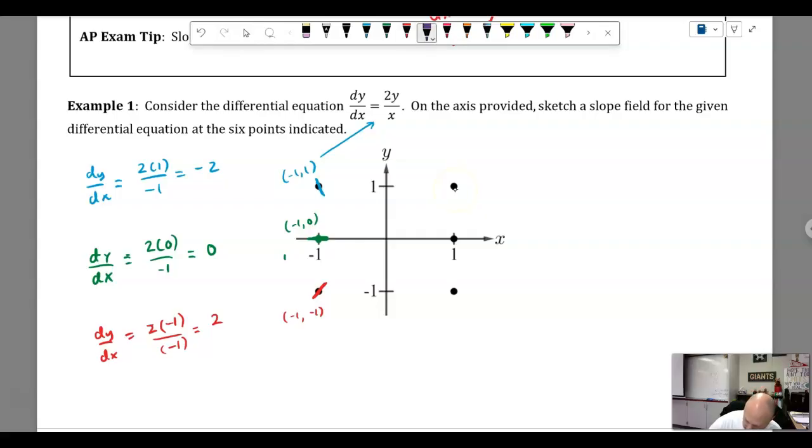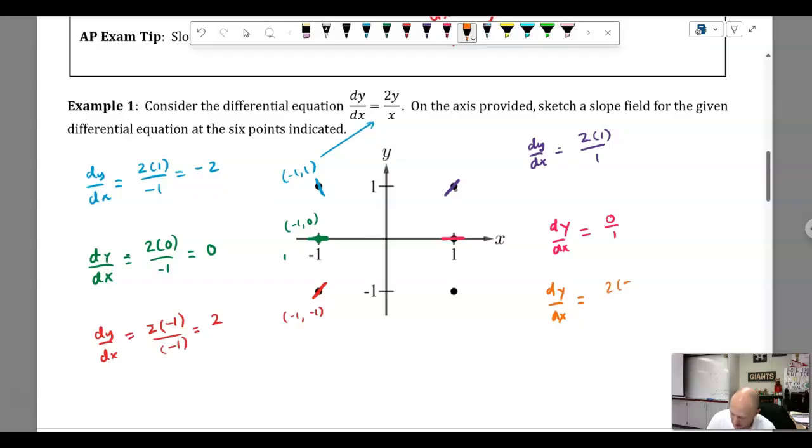So we'll take this point. dy/dx is equal to 2 times y, which is 1, divided by x, which is positive 1 this time. And hopefully here you notice my y value is 0. So again, 2 times 0 is 0 over 1, which is just 0. It seems tedious at first, but you do get quicker with it. And then dy/dx here, 2 times negative 1 over a positive 1 gives us a negative 2.